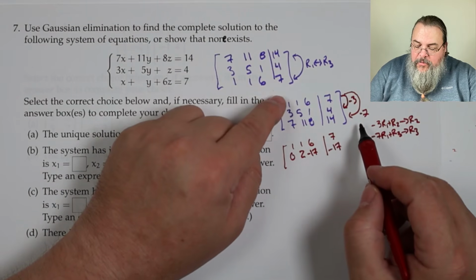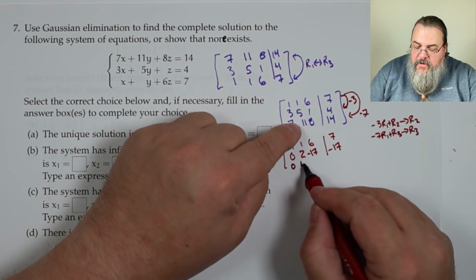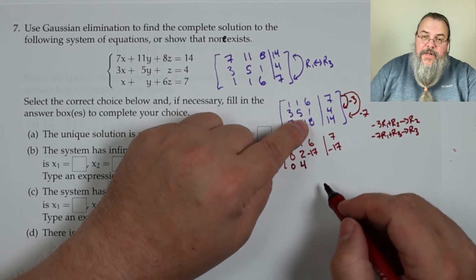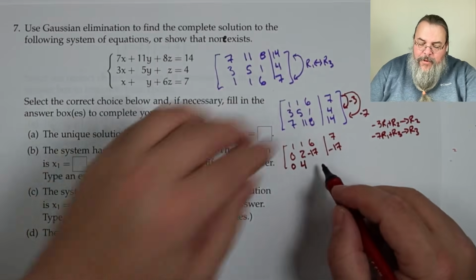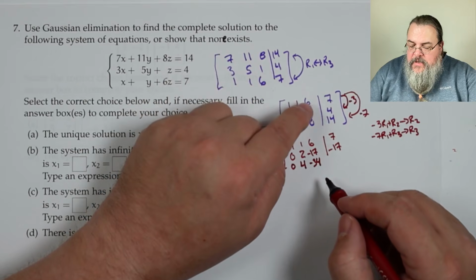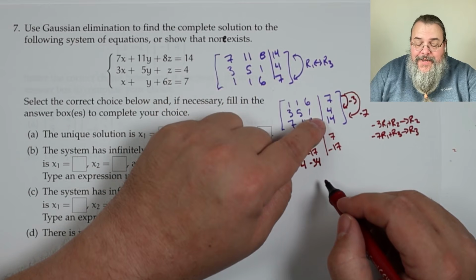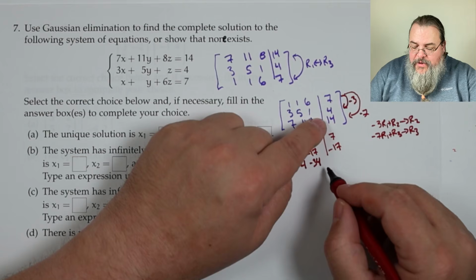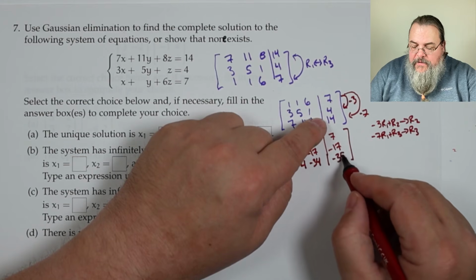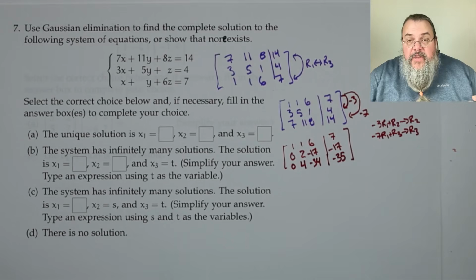-7, add down. -7 plus 7, 0. -7 plus 11, 4. -42 plus 8. If you need to grab a calculator, that's okay. I happen to know that's -34. And then -49 plus 14 is -35. But again, if you want to grab a calculator, nothing wrong with that.